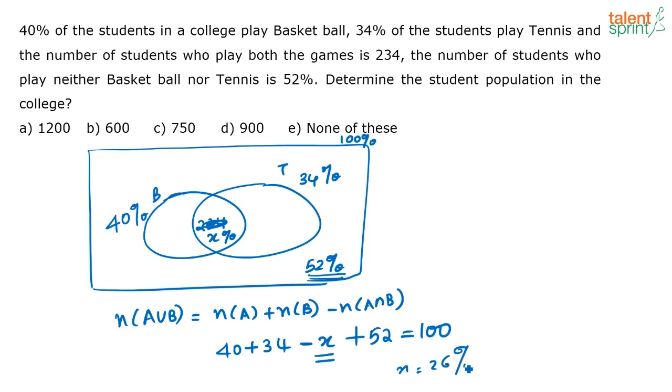What is 26? It is a percentage, right? So I can say that 26% of the students attend both basketball and tennis. Or you can say that 26% of X is equal to 234, so from here, X is equal to 900. So the correct answer for this question is option D, that is 900.